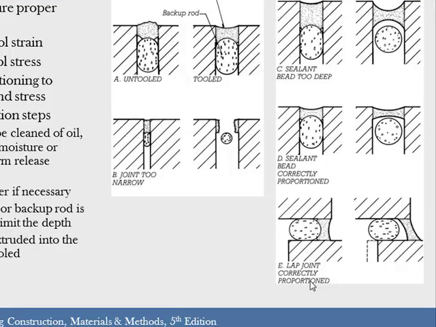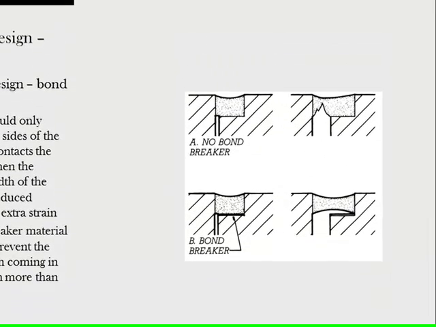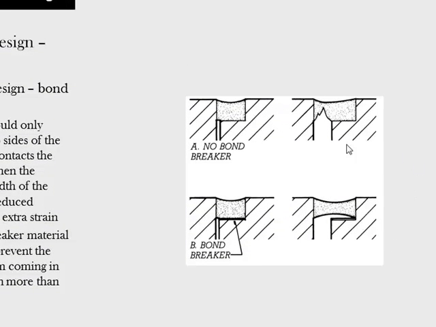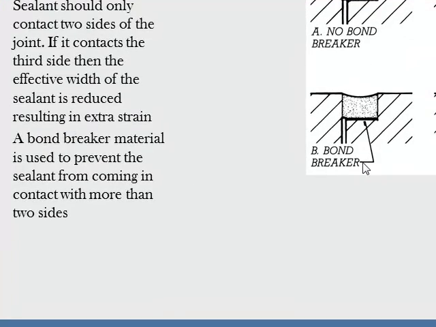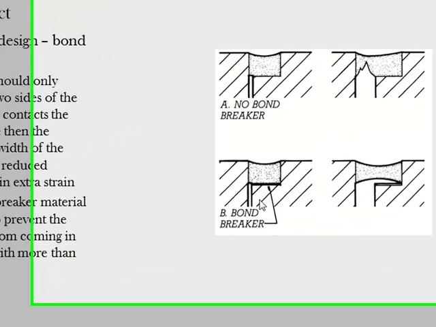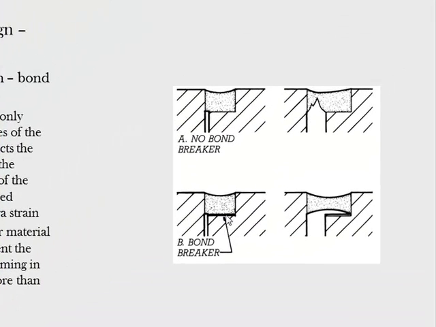On a lap joint, here it is correctly proportioned. You don't want a gap between them. You want it to obviously seal it. Here you also need a bond breaker. Sealant should only contact 2 sides of the joint. If it contacts the 3rd side, then the effective width of the sealant is reduced, resulting in strain. So you have to add this bond breaker so it doesn't actually stick to this side right here.